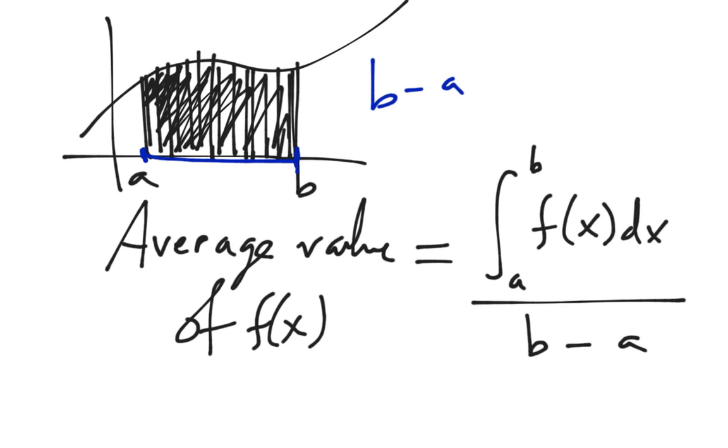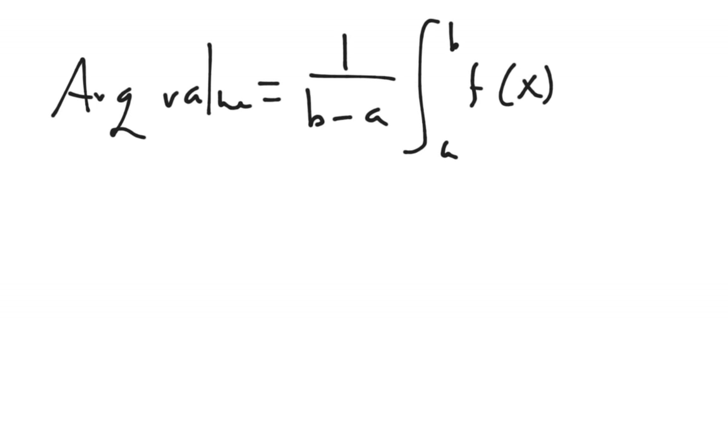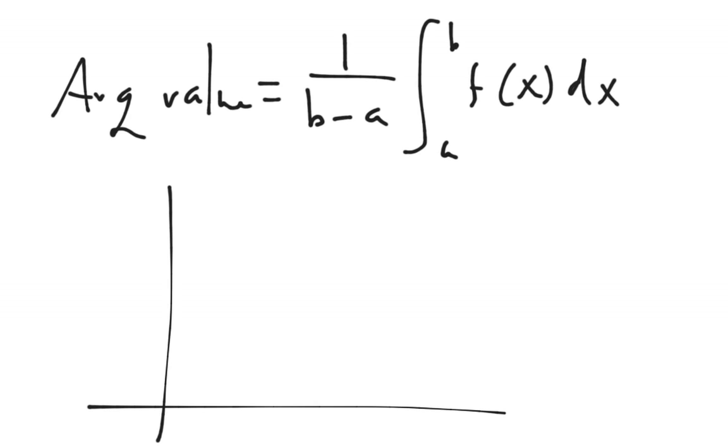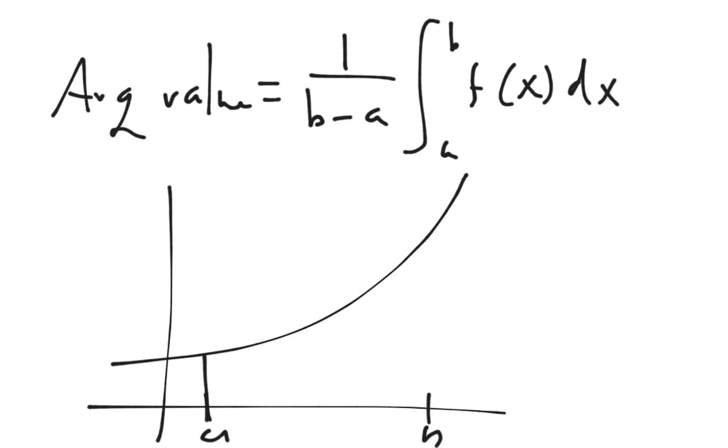That's pretty good. Sometimes you'll see this written as a fraction out front. It'll be 1 over b minus a times the integral from a to b of f of x dx. And a visual way to think about this would be, let's say here's a function from a to b, and say we have a weird loopy function like this. There's a nice function.